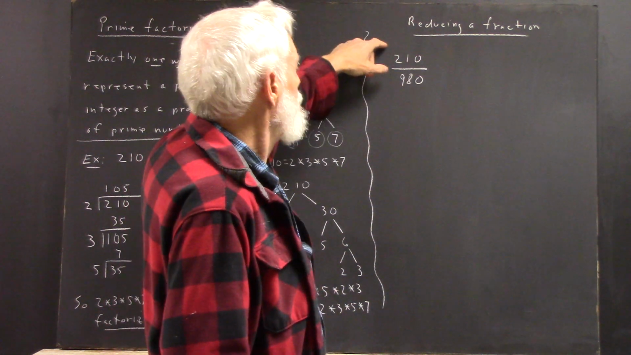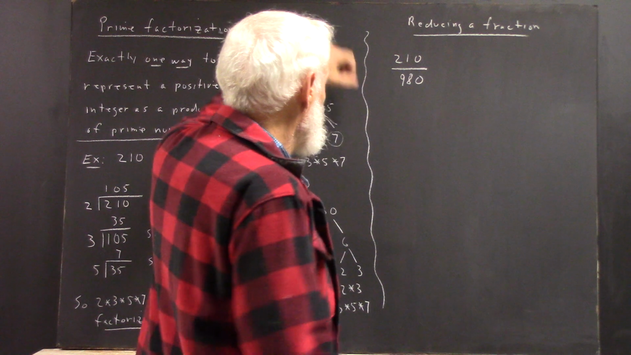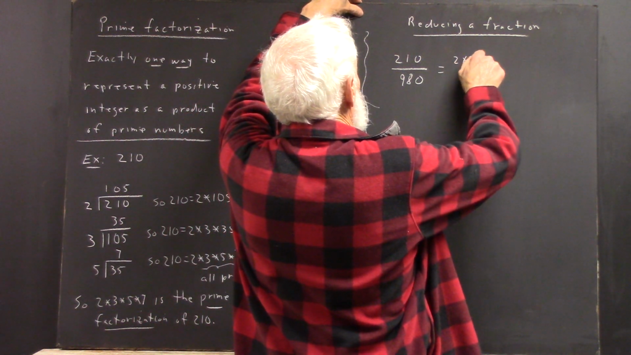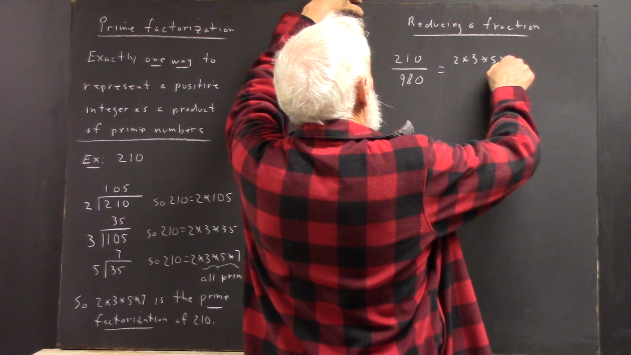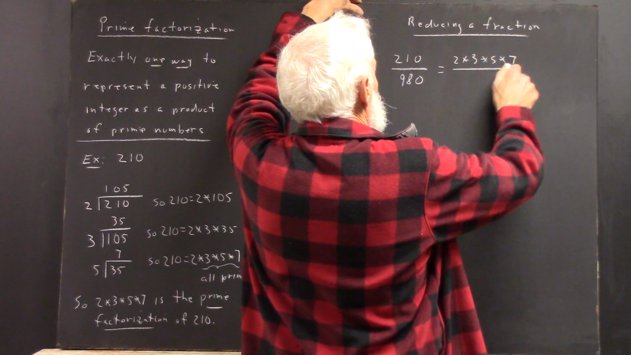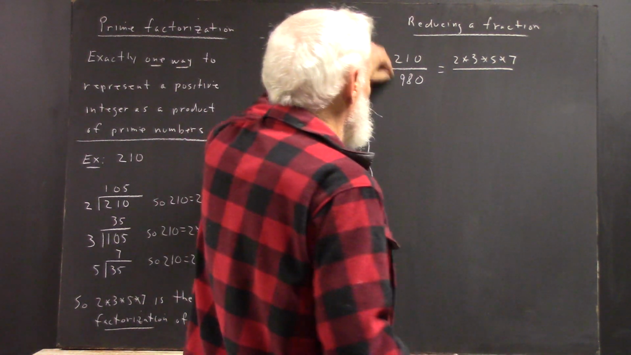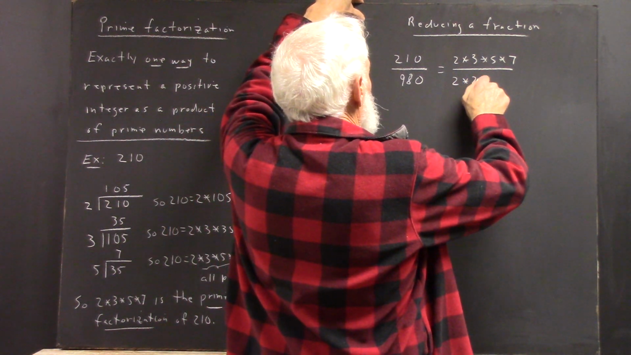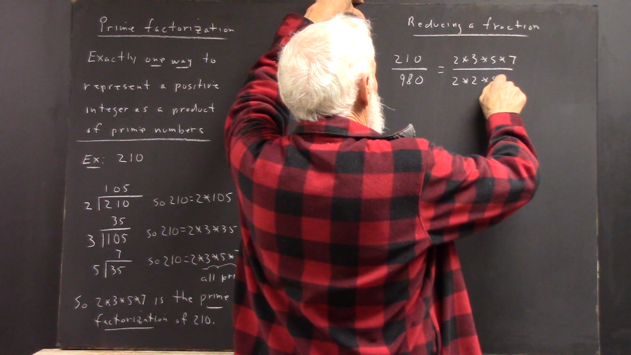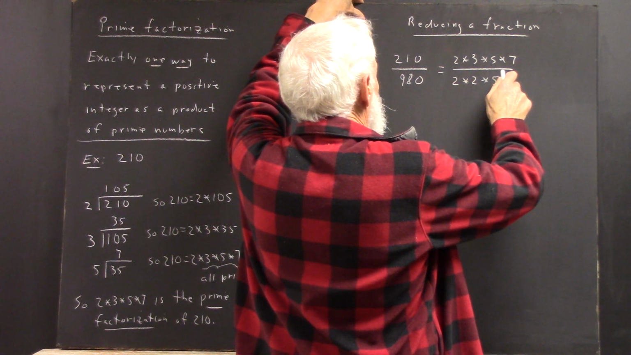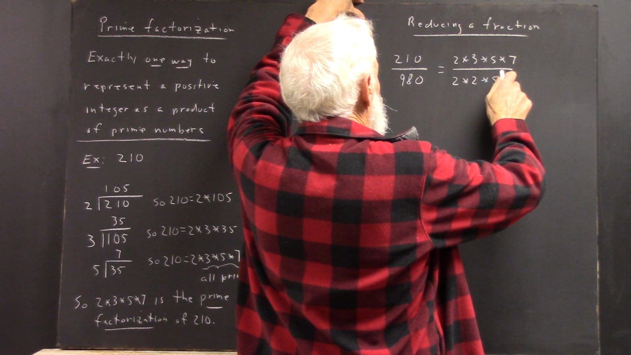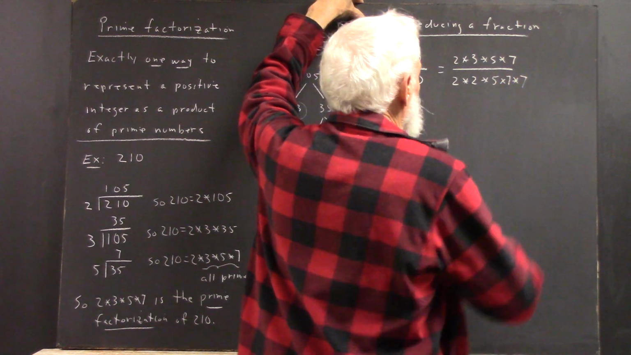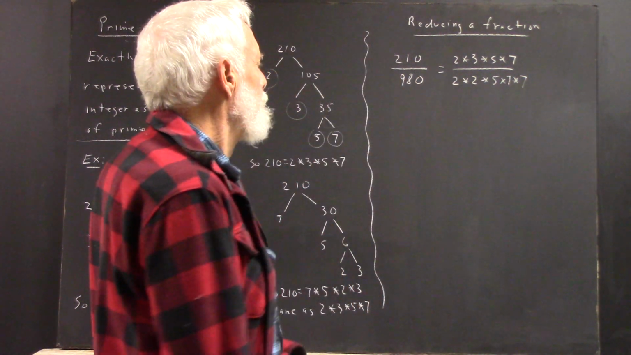Okay, let's, though, use the prime factorizations. Prime factorization of 210 is 2 times 3 times 5 times 7. Prime factorization of 980 is 2 times 2 times 5 times 7 times 7. Okay?